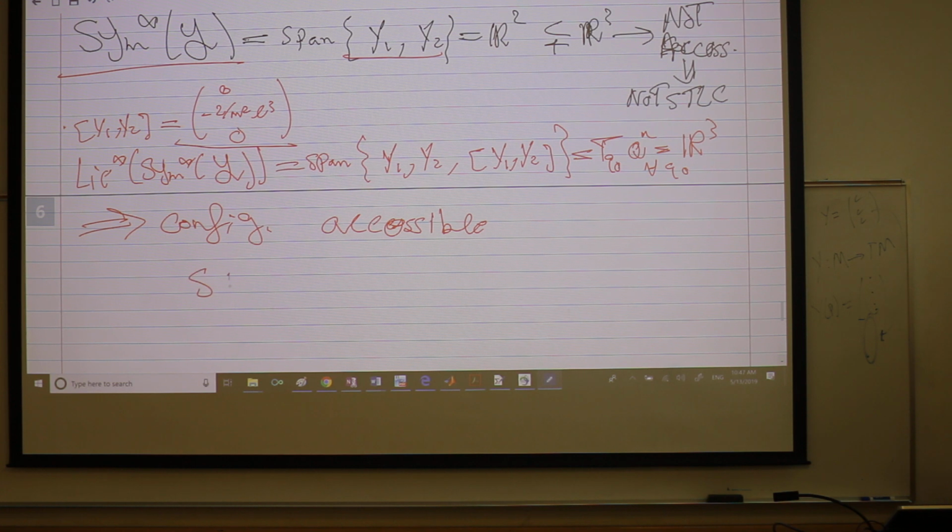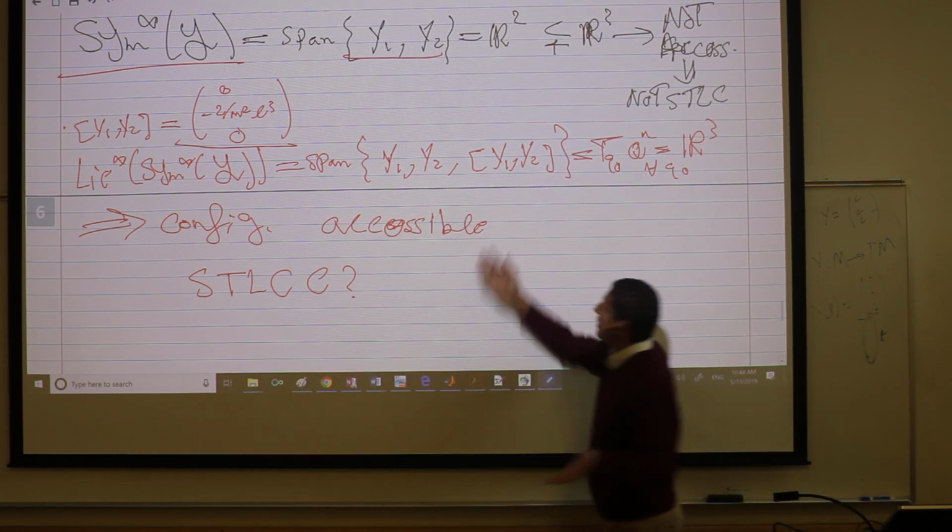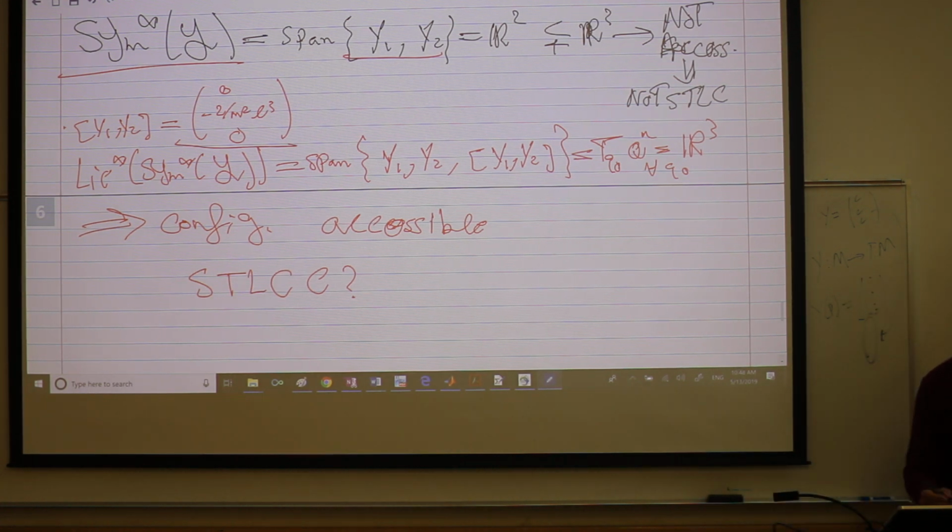Is it small time locally configuration controllable? Are you relying on bad brackets when ensuring accessibility? We're not relying on any bad brackets, right? This is y1, y2, and their bracket. So this is indeed yes. Professor, but the bad bracket doesn't match, right? It doesn't match. I'm not relying on it, but it doesn't match. It's in the space that can be spanned by lower brackets.